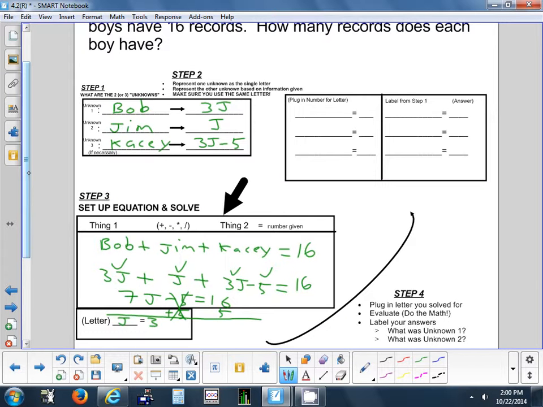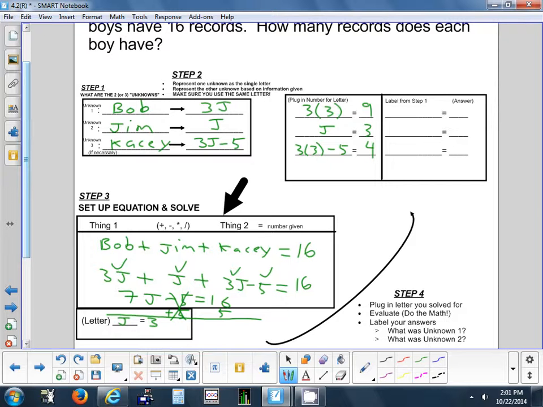Okay, let's go back up. J equals 3. I like the idea somebody said, keep them on the same line, so that's what I'm going to do. Now we're going to do 3 times J. How much is J? 3. What's 3 times 3? 9. And now the bottom one, we're going to have 3 times 3 minus how much? 5. 3 times 3 is 9. What's 9 take away 5? 4. Okay, now we've done all our work.